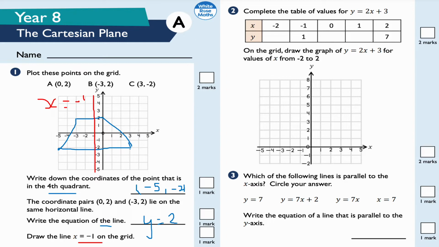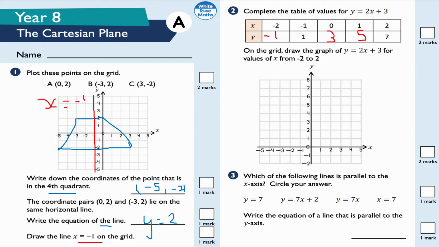Okay. This is question number 2, guys. Complete the table of values for y equals 2x plus 3. When x is 0, 2 times 0 is 0, plus the 3, I get 3. When x equals 1, I get 2 times 1 is 2, and the 3 is 5. So it's going up in 2s each time. That means it's going to go down by 2. Okay, I spotted it there.